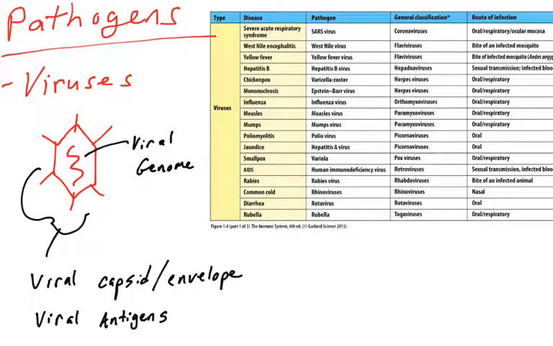When you think about these viruses, think about the fact that they have to be recognized by the immune system. And what's going to be recognized? It's the molecules within the virus, so we'll call them viral antigens.